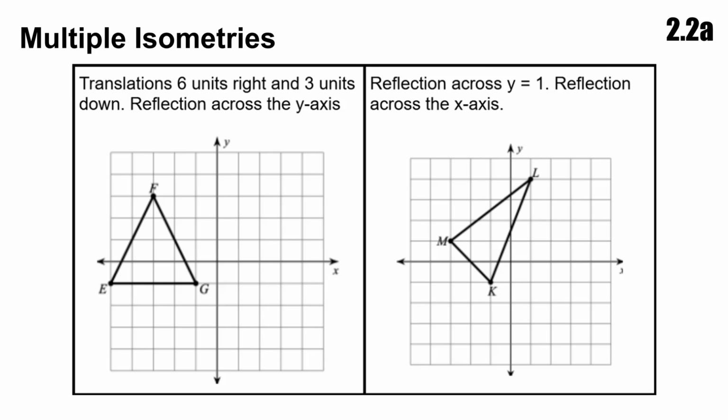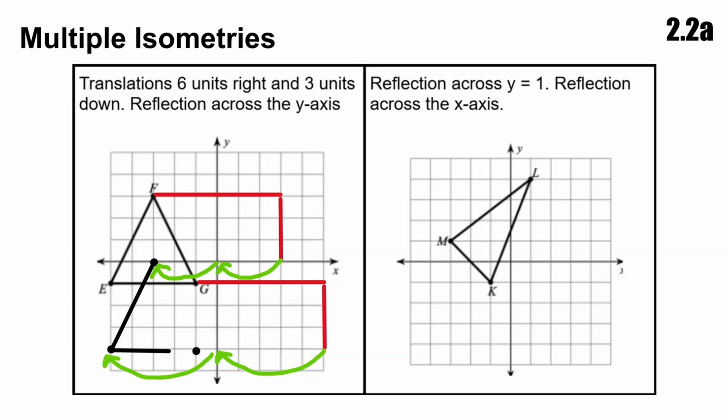In the first problem, draw lines to move each point 6 units to the right and 3 units down. After translating the point, to reflect a point, move it the same distance from the line of reflection. Here the line of reflection is the y-axis. Repeat this process for all the points. And once all the image points have been plotted, draw the triangle.